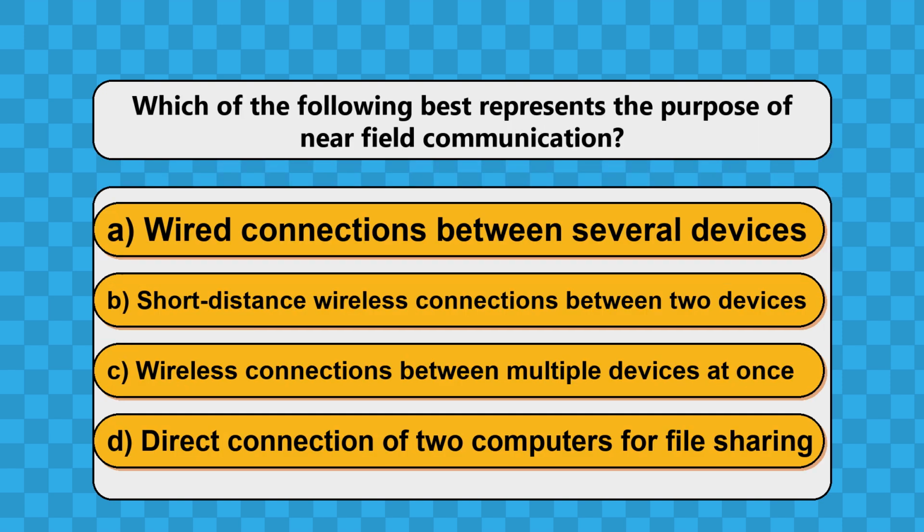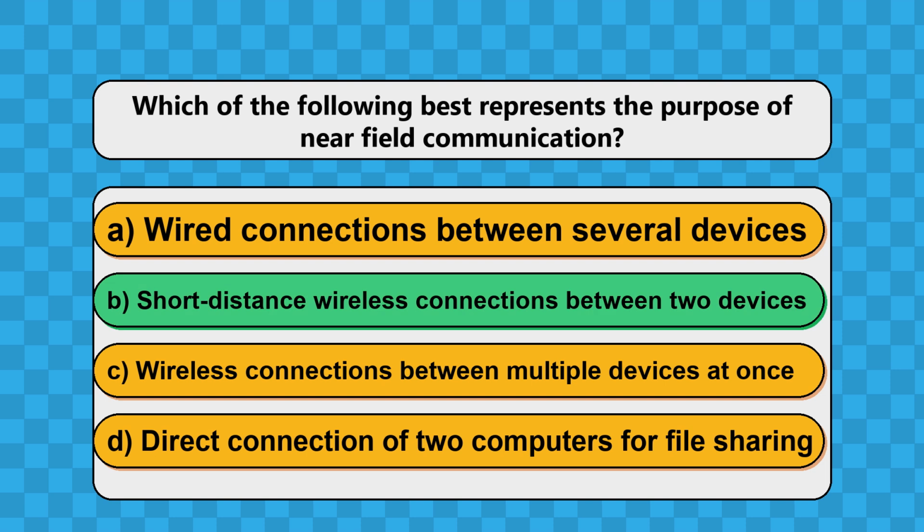Question 69. Which of the following best represents the purpose of near-field communication? Option A, wired connections between several devices. Option B, short-distance wireless connections between two devices. Option C, wireless connections between multiple devices at once. Option D, direct connection of two computers for file sharing.